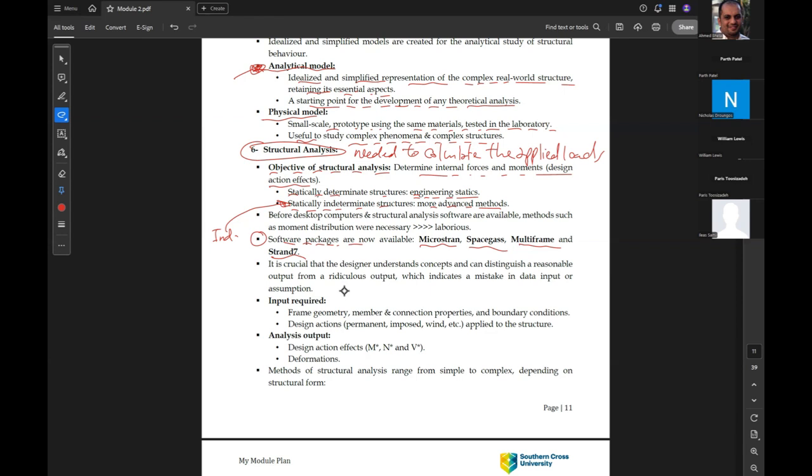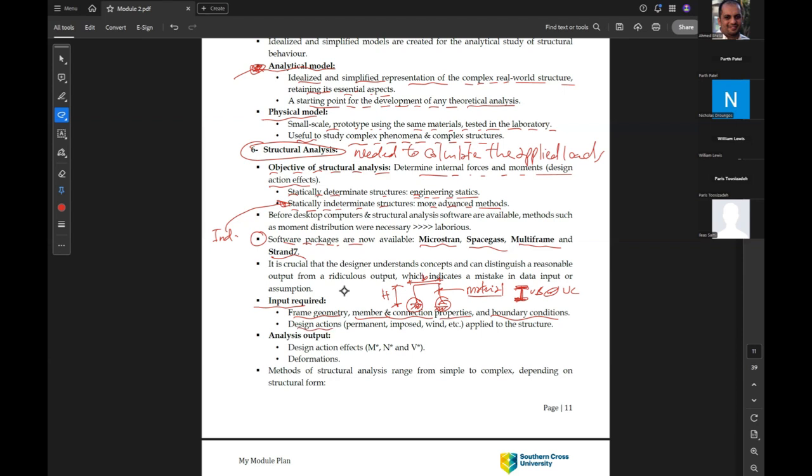Okay, the inputs required for the software are the geometry, member and connection properties, and boundary conditions. For example, if we have a frame, you need to know the supports and the dimensions, like the height of the frame and the width of the beam. You also need to know the material, for example steel, and the cross section, for example an I-beam, U-beam, or UC, and so on. Okay, so this is geometry and material properties.